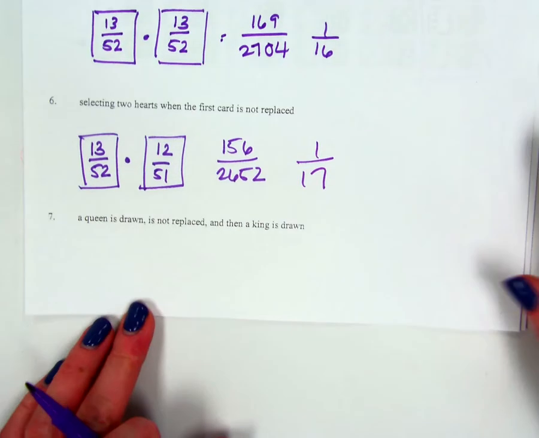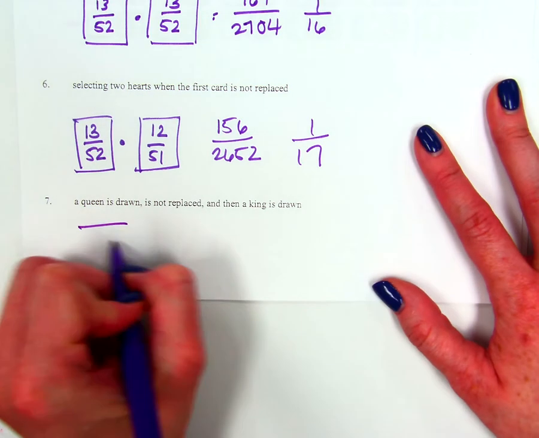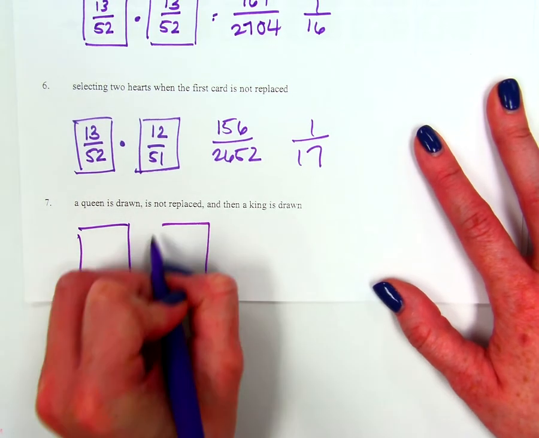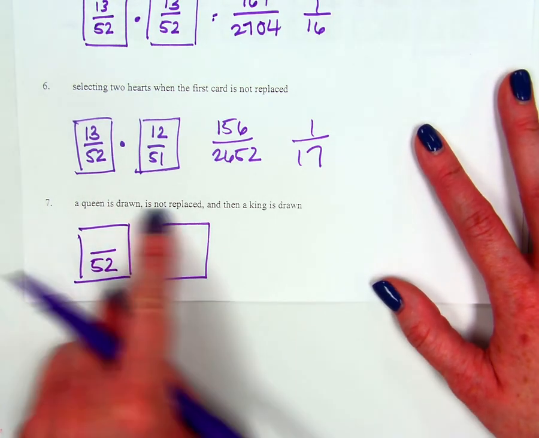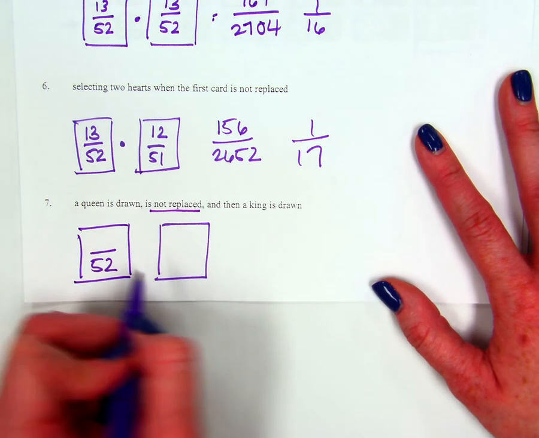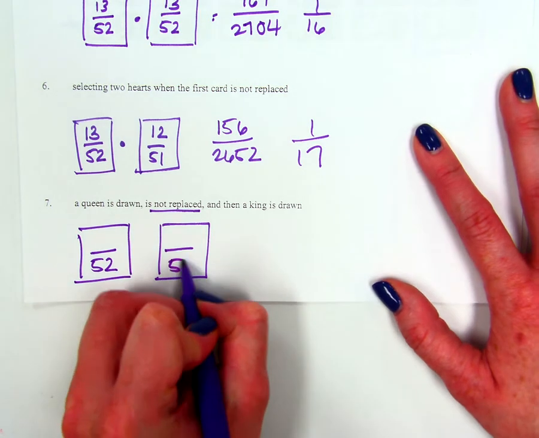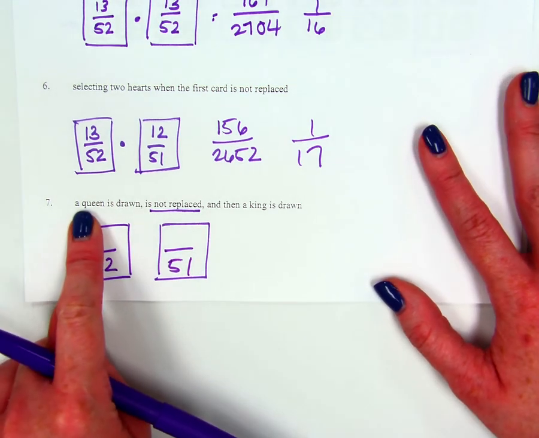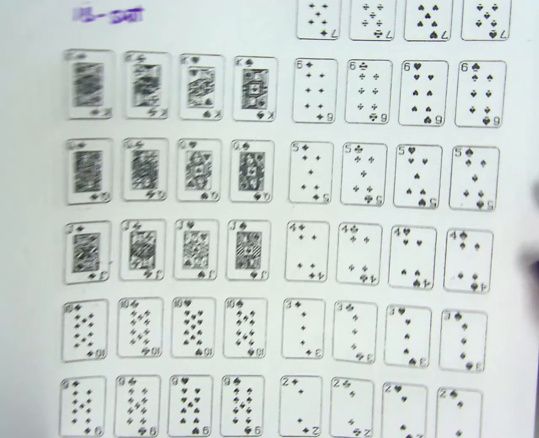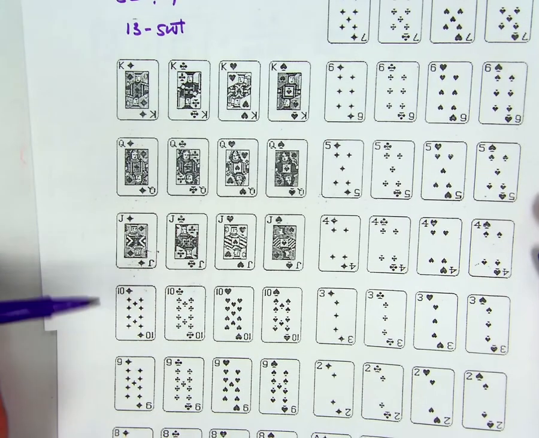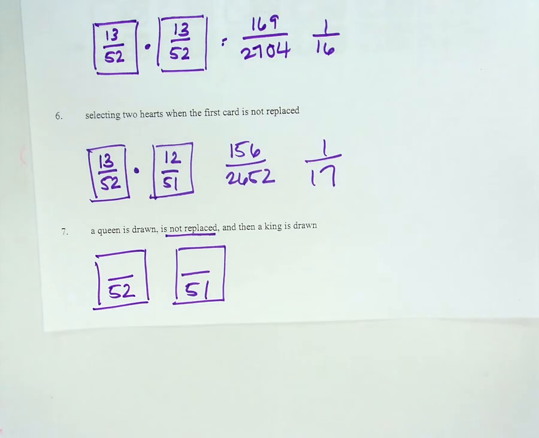And then the last one says a queen is drawn, not replaced, and then a king is drawn. So we're going to start again here. We know we have 52 cards to start from, but the key word here is it's telling us that it's not replaced. So that little phrase tells us that we start with 52, and after our first card is drawn, we're not replacing it, so we only have 51. So we only have 4 queens. So again, you can reference your sheet here. You're going to go through and determine how many face cards you have, and you're going to only end up with 4 of each. So we have 4 queens to choose from.